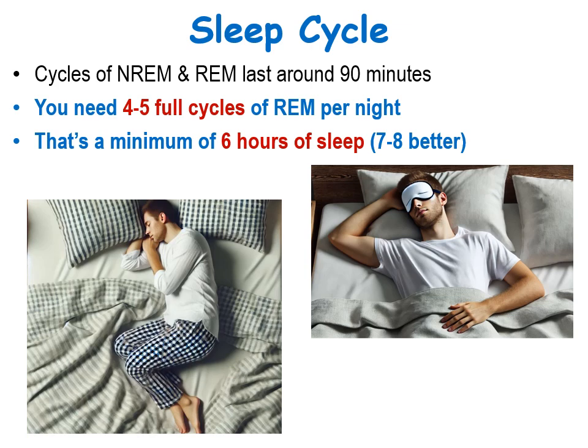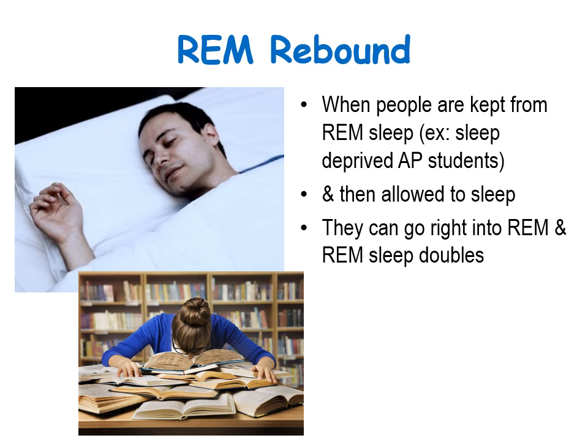7 to 8 hours is better to make sure you get your REM sleep. So if you're not going to bed till 2 or 3 o'clock in the morning, you're barely getting 2 cycles of REM per night, and that's why you're so exhausted. And what can happen is REM rebound.